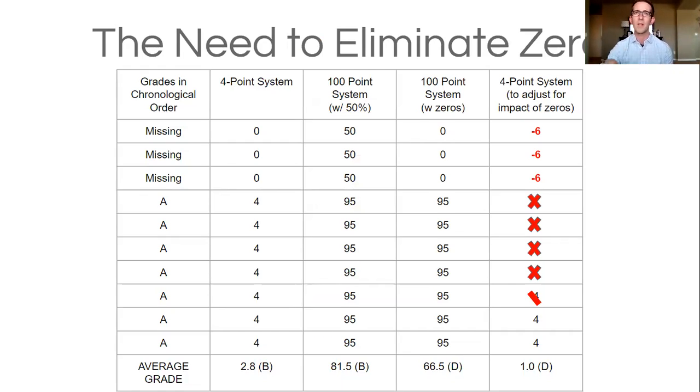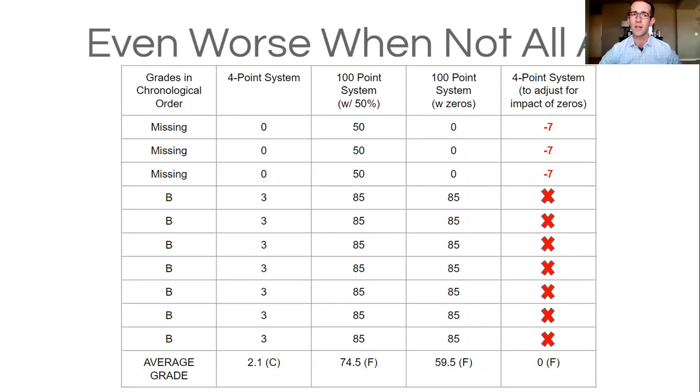Right? So mathematically, you can see the impact of using a 0 on a 100-point scale. It's the equivalent of using a -6 on a 4-point scale. Now, this is best case scenario. This is when a student gets an A on every assignment. When it's not an A, it's even more drastic. Right? We see when a student's getting a B on every assignment, but they miss those 3, it's actually the equivalent of -7 on that 4-point scale. Right? So it's really difficult to justify being able to give a 0 on a 100-point scale when this is the impact that it has on students.